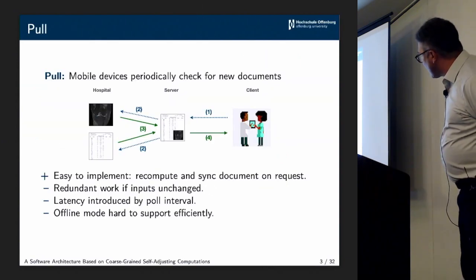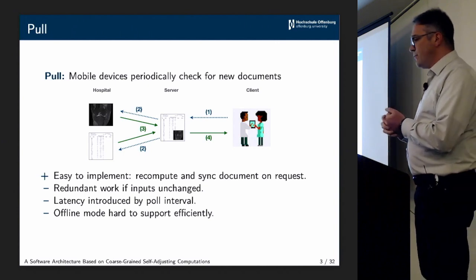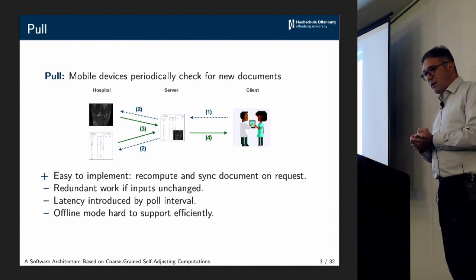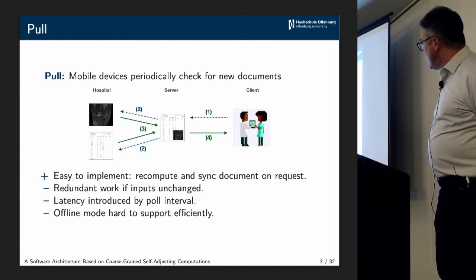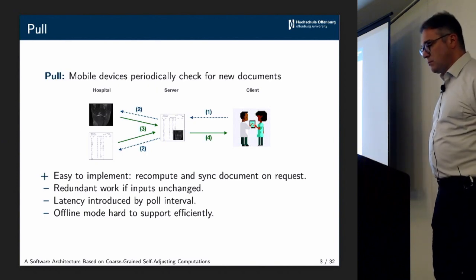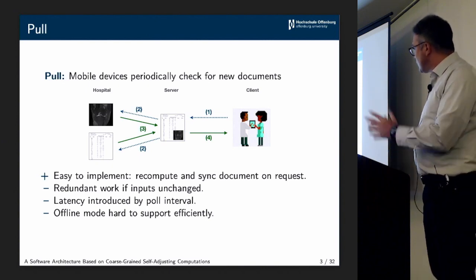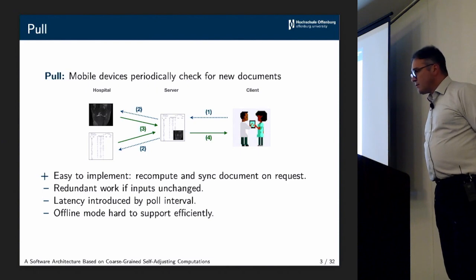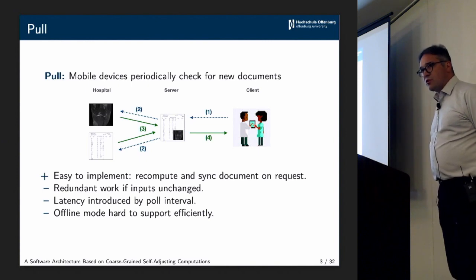Before I tell you something about the architecture of the system and give you a demo, I will briefly recap two possible options for how to design such a system. The first option is pull. That's quite simple. Mobile devices would periodically check for new documents, and then the server would compute these documents and send them back to the client. This could cause a lot of redundant work if inputs remain unchanged. There is latency introduced by the poll interval, and offline is also quite hard to support efficiently with this pull approach.